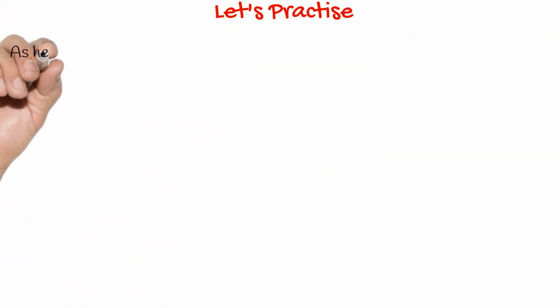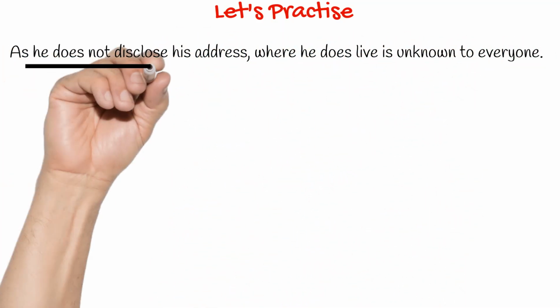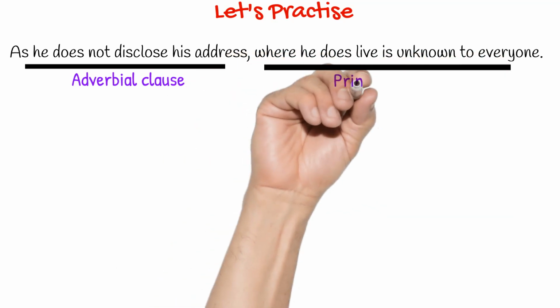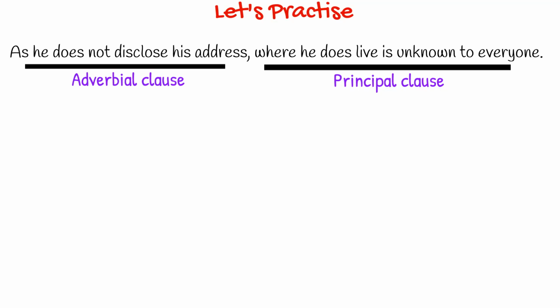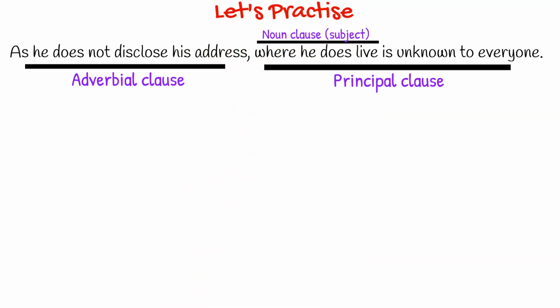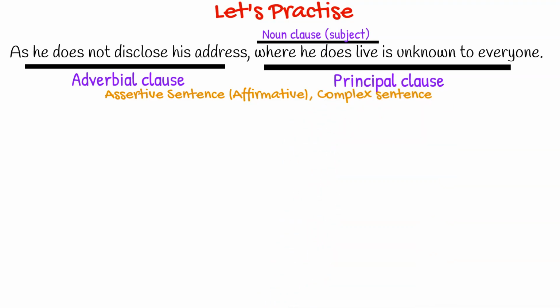Let's practice. As he does not disclose his address, where he does live is unknown to everyone. As he does not disclose his address is the adverbial clause. If one asks why is his address unknown to everyone, the reply would be as he does not disclose his address. This clause is the reply of why. Where he does live is unknown to everyone is the principal clause and its subject is another clause, where he does live, that is why where he does live is a noun clause. This sentence is assertive as per its functionality. More precisely, it is an affirmative one. As per sentence structure, it is a complex one.